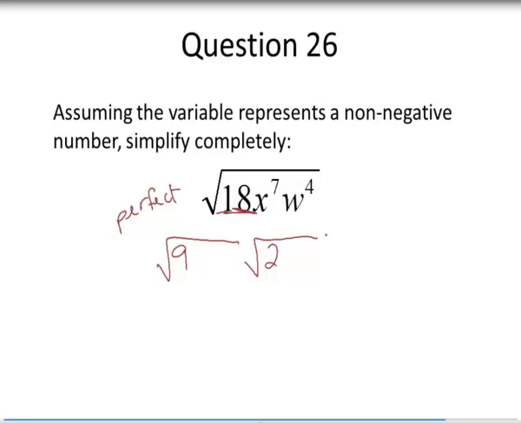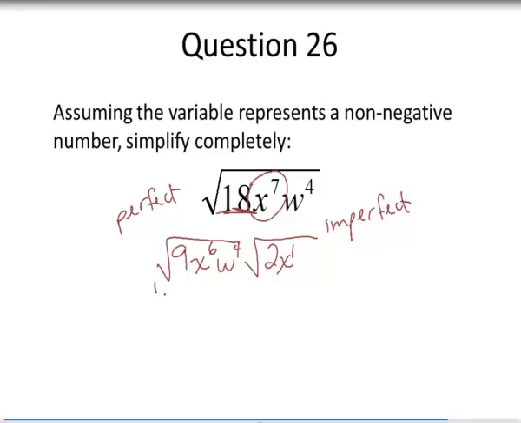Okay. Good. Let's do the x to the 7. How can I make that a perfect number of x's? Correct. Good. Somebody in the room said you have to have even numbers with the exponents. So we're going to separate it out into x to the 6 and x to the 1. W to the 4 is already even, so I'm going to put W to the 4 over here with the perfects.